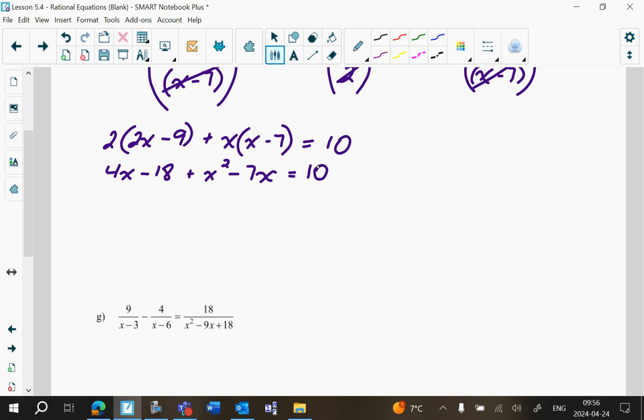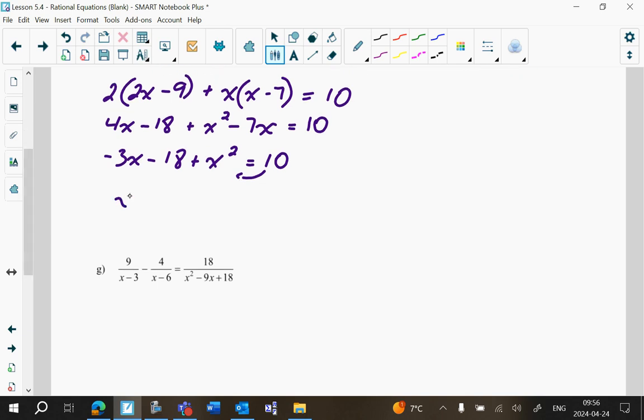Well, 4x minus 7x is negative 3x minus 18 plus x squared equals 10. I got to bring the 10 over, and then I got to put it in proper order to factor. So what term goes first? The x squared. Then the minus 3x. Then the minus 18 and the minus 10 when I bring it over. Negative 28.